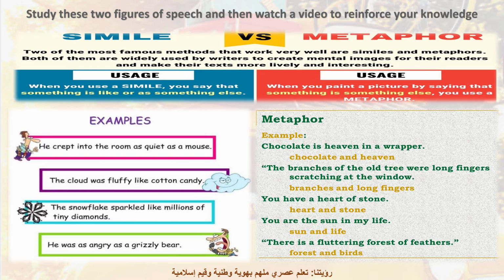Another example, the branches of the old tree were long fingers scratching at the window. Third example, you have a heart of stone. A fourth example, you are the sun in my life. And finally, there is a fluttering forest of feathers. So, when you use a metaphor, then you say something is something else.